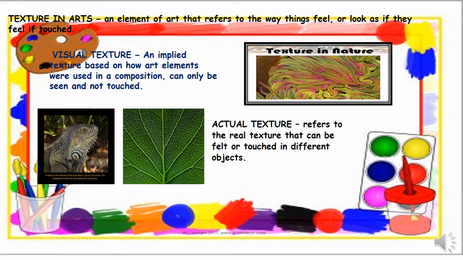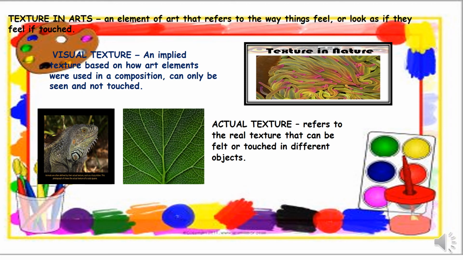Texture in arts. Texture in art is an element of art that refers to the way things feel or look as if they feel if touched. Visual texture, it is an implied texture based on how art elements were used in a composition, can only be seen and not touched.